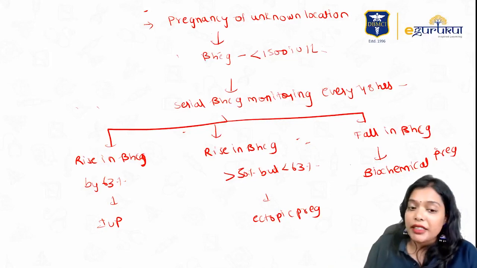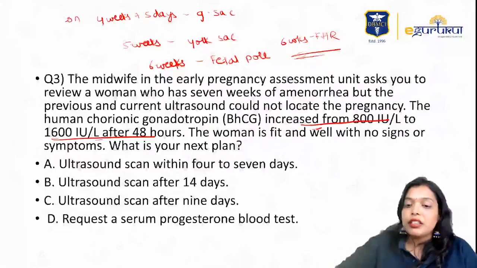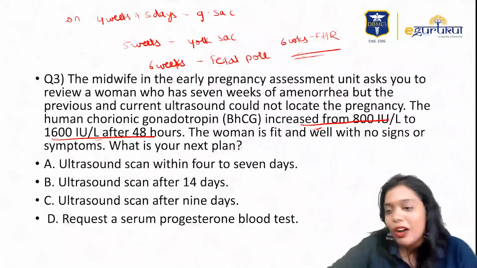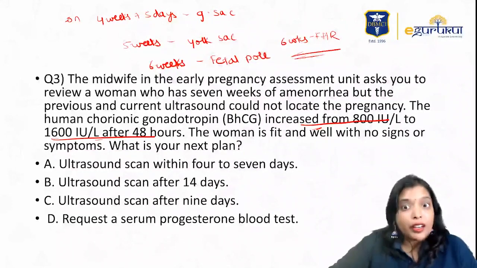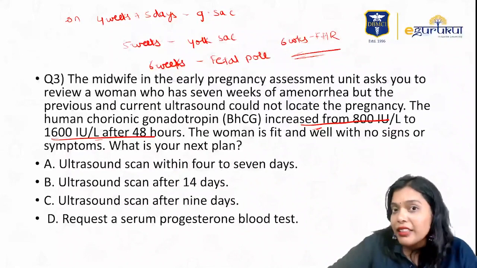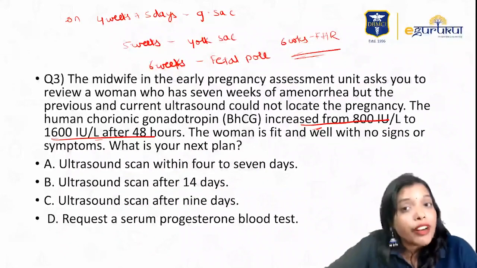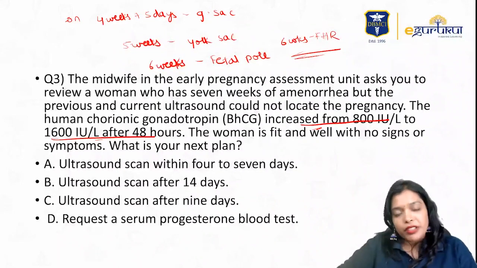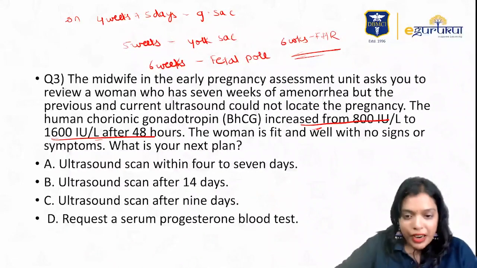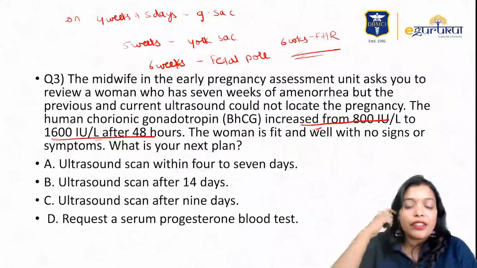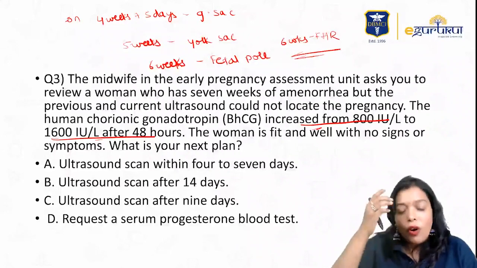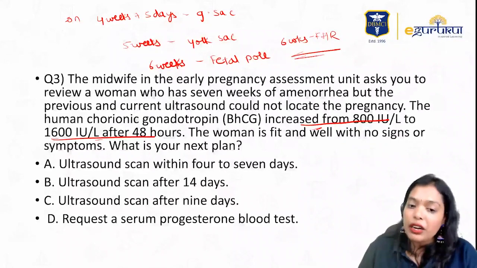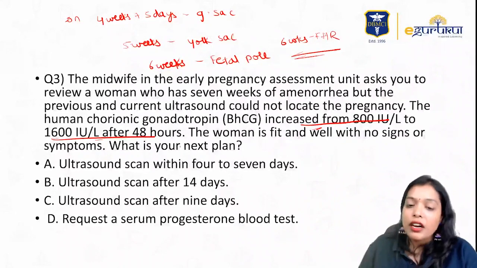So when the rise in beta HCG is more than 63%, it's an intrauterine. I do tell all my students this is one of my favorite concepts, and in near time you will be getting these concepts as MCQs both for FMG as well as NEET PG, guys. Last NEET you got a question from this, even in the INICET, right? So the woman is fit and well with no signs or symptoms. What is your next plan?